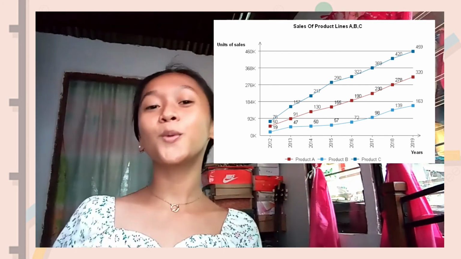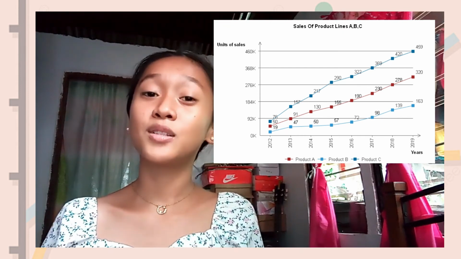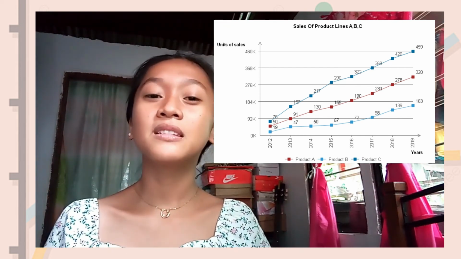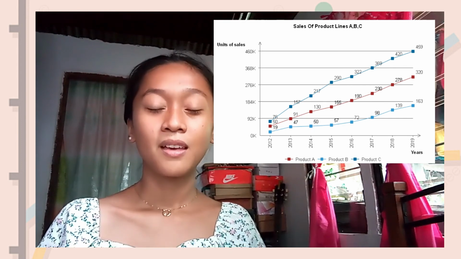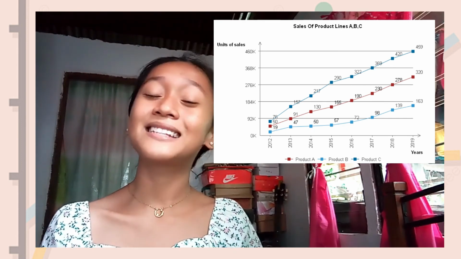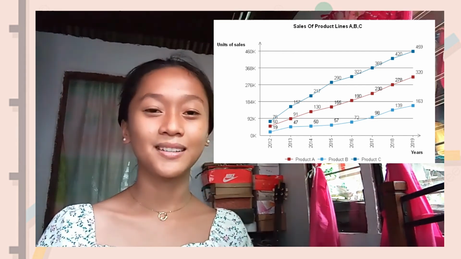The graph shows that products A, B, and C have an increasing slope. Therefore, the sales of products A, B, and C have increased each year. The graph also shows that among all the products, product C has the highest sales and product B has the lowest sales.